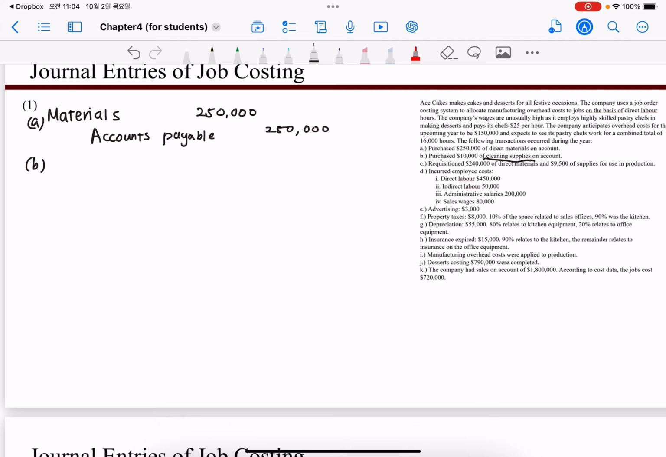But first of all, we need to account for the purchase of cleaning supplies. So we debit supplies. Usually you would have a different account for supplies rather than having it inside materials. So they purchased 10,000 and credit accounts payable.